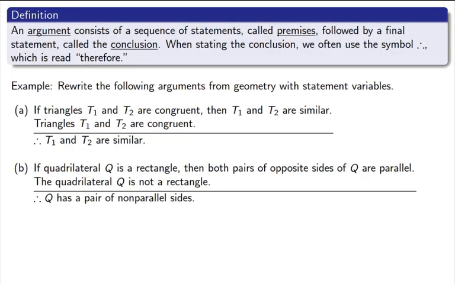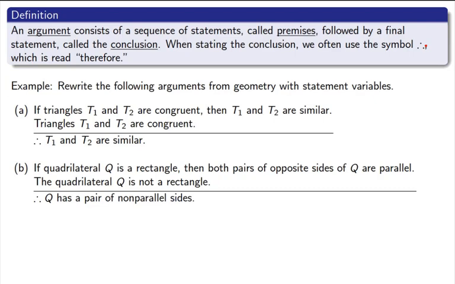Here's the last application of truth tables. What we have here is what we call an argument. An argument is basically some premises that we're assuming to be true, potentially, and then some sort of conclusion that we make from them. When we state a conclusion, we often use the symbol therefore, which is drawn as 3 dots. And the idea is we want to know if these arguments are valid, if they make sense to say.